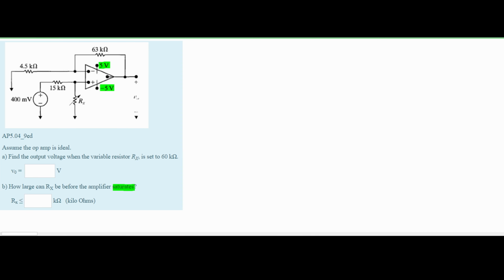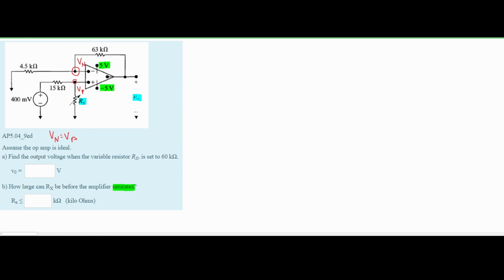So we know we need a V0 because that's what we're trying to find. We know that we need our Rx. So already I can see that it will look like a node voltage method. We're going to do this by having a node 1 right here. This is going to be our Vn because of the negative, and this is going to be our Vp because of the positive. We know that Vn is always equal to Vp. We should keep that in mind.